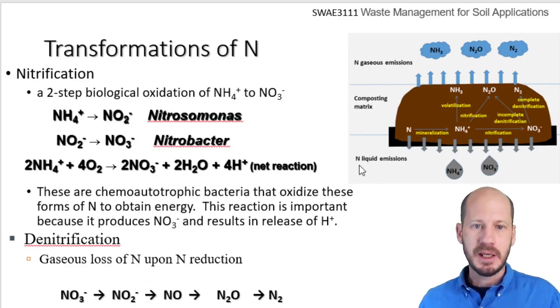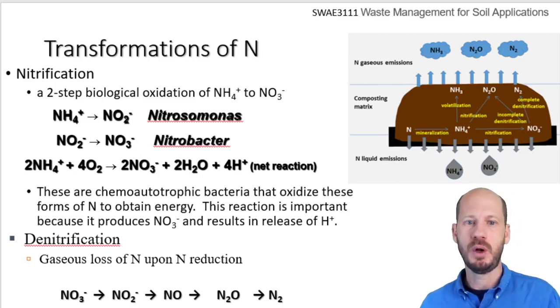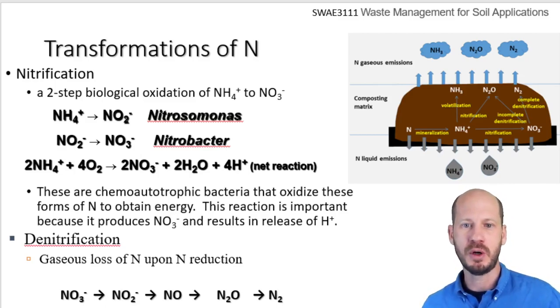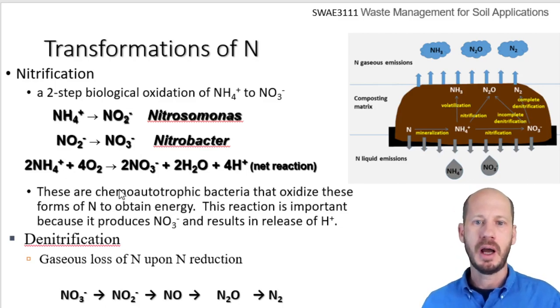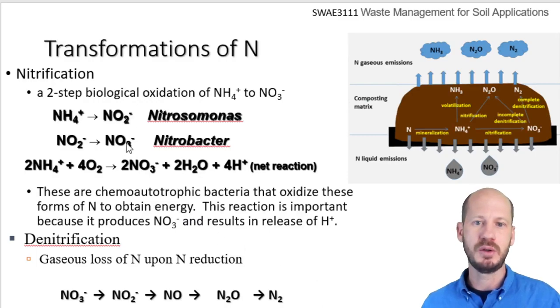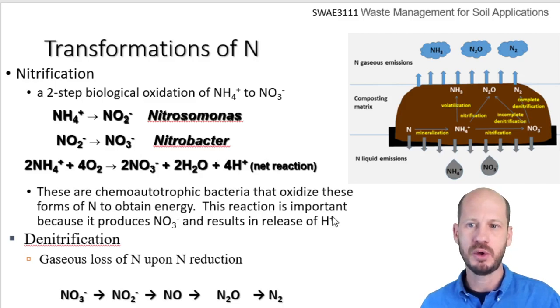The next step is, if you have ammonium in the system, there are chemolithotrophic microbes in this environment that will use that ammonium as a source of energy. There are two groups of microbes that are mainly responsible for this, the Nitrosomonas and Nitrobacter. They are aerobic microbes, and they are oxidizing this ammonium in order to obtain energy. During this process, there is a release of protons, so there's an acidification of the compost pile.